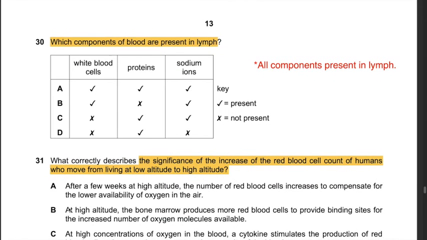Question 30. Which components of blood are present in lymph? White blood cells, proteins, sodium ions. In lymph, white blood cells are present, proteins are present, and sodium ions are present. Hence, option A is the correct answer as all 3 are present.